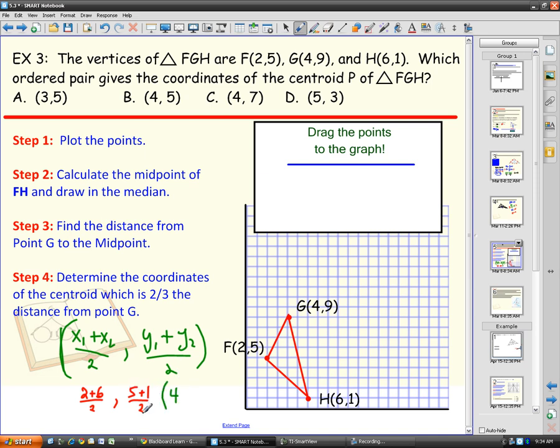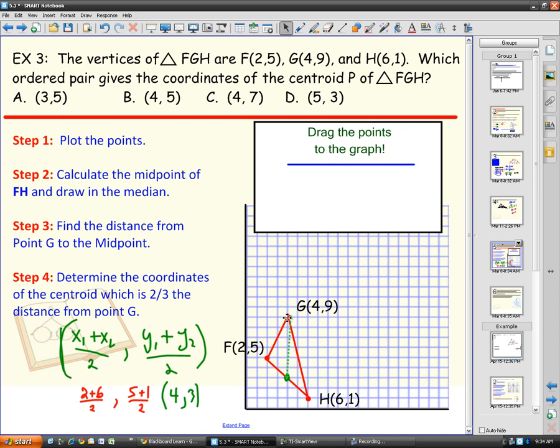So if I count over 4, 1, 2, 3, 4, and up 3, you can see that green point that I just drew in there is my midpoint of that side. So now I'm going to draw a line from that point at the top to my midpoint. Now, it's asking us to find the distance.